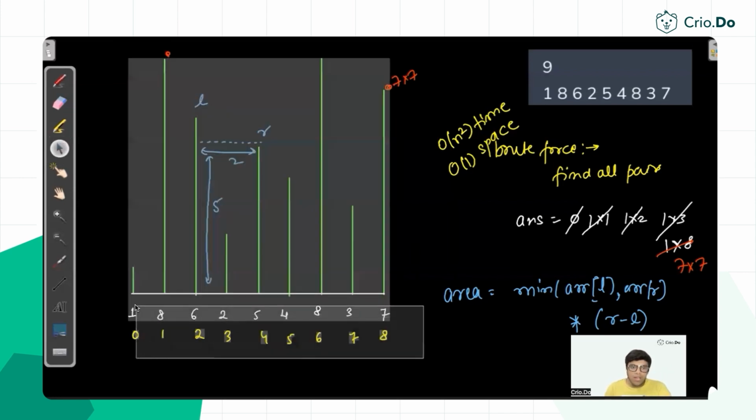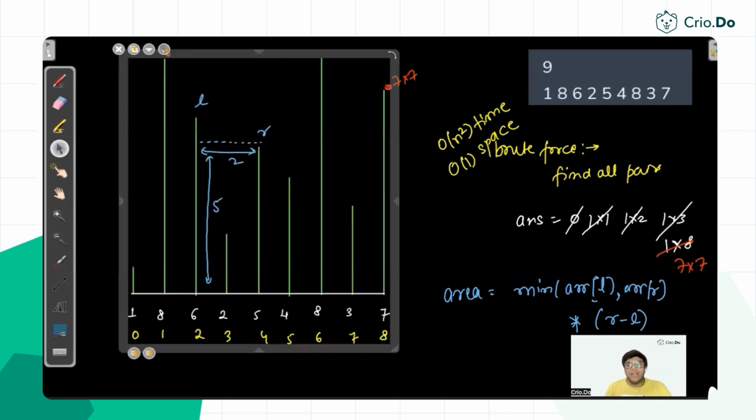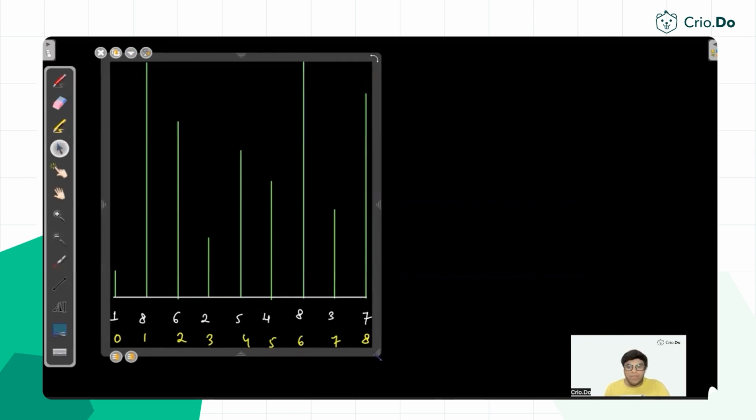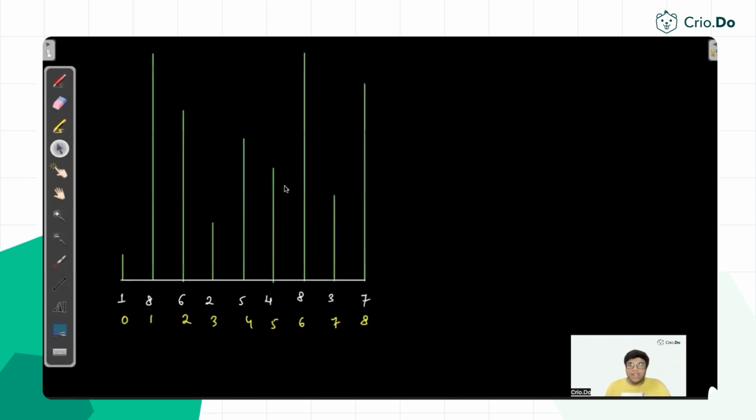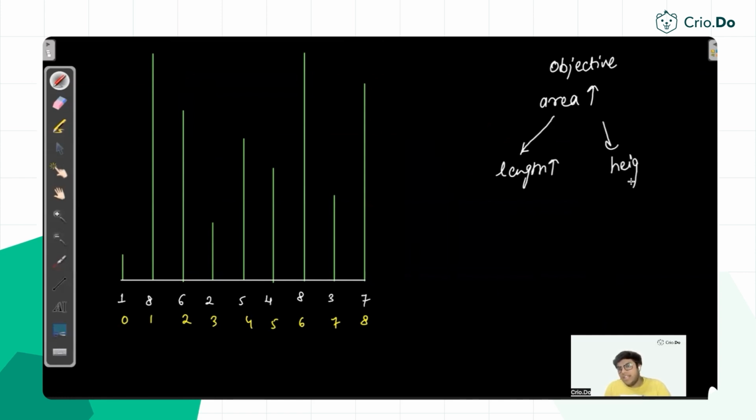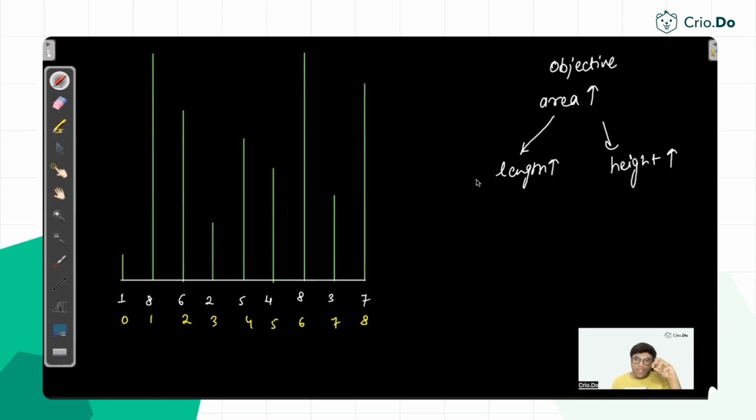But the question is, can we do it better? And the answer is yes, we can do it better. See, what is the objective? The objective, as you can clearly see, is increasing the area. We want the maximum area. But in order to increase the area, we can increase the length or we can increase the height. Length into height, if we are saying, and the width we are taking as one only, negligible. So in order to increase area, we are increasing length or height.